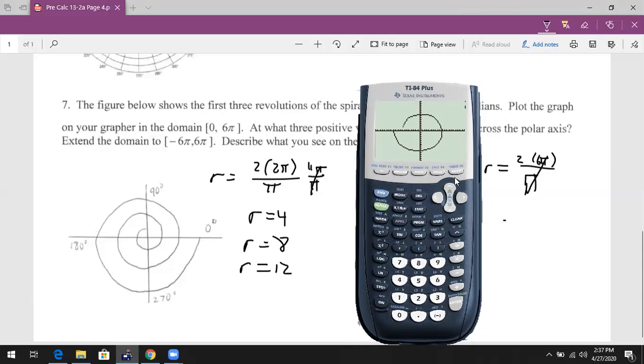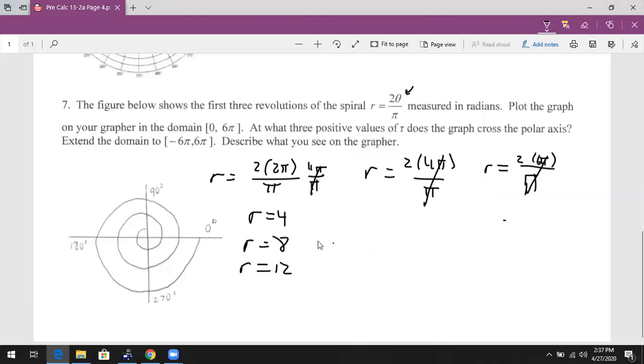Now, when I change my window to negative 6 pi to positive 6 pi, what do we see? Well, first we see it spiral in 3 times, and then we see what we saw before, where it spirals out 3 times. Okay, so describe what you see on your graph: we see it spiral in and then we see it spiral out.